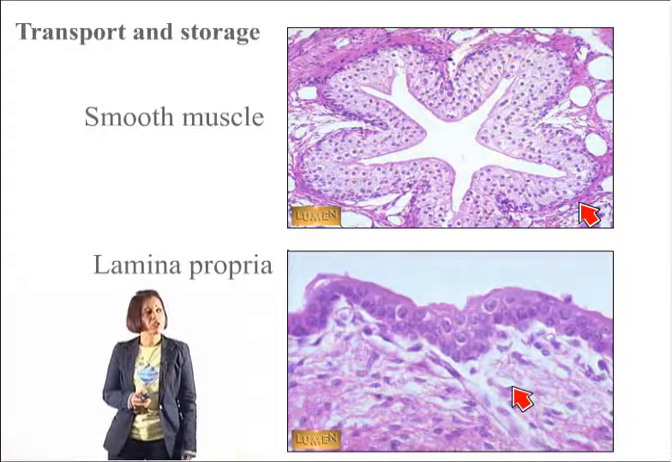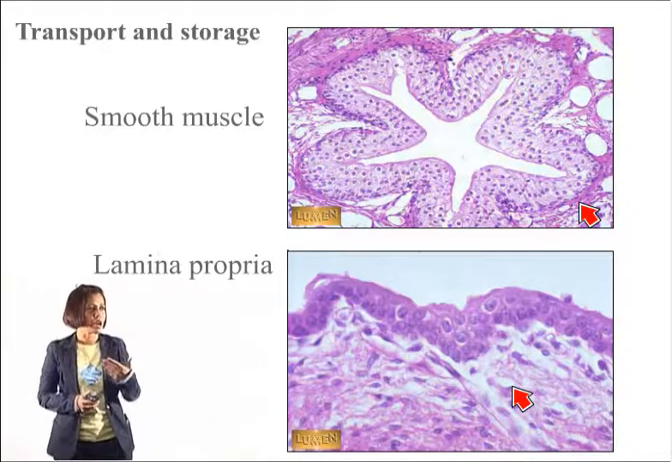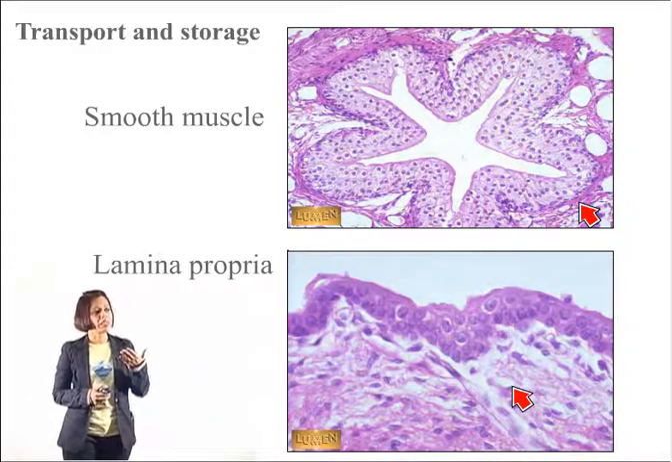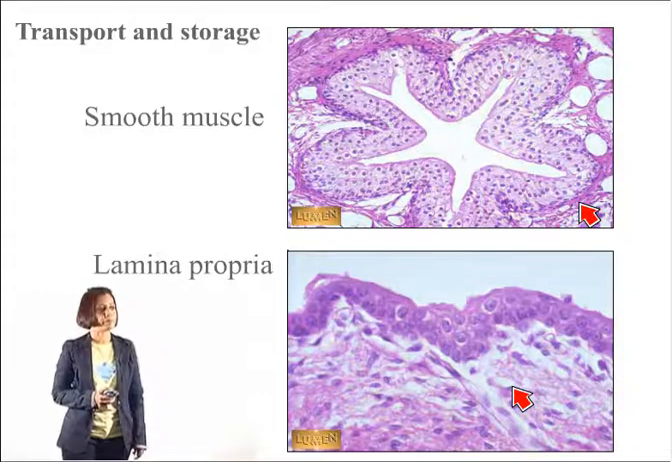In the lower image, which is that of the urinary bladder, since it's under high power, you can't see the muscle layer, but what you're looking at is the lamina propria, the connective tissue which is present just below the epithelium.